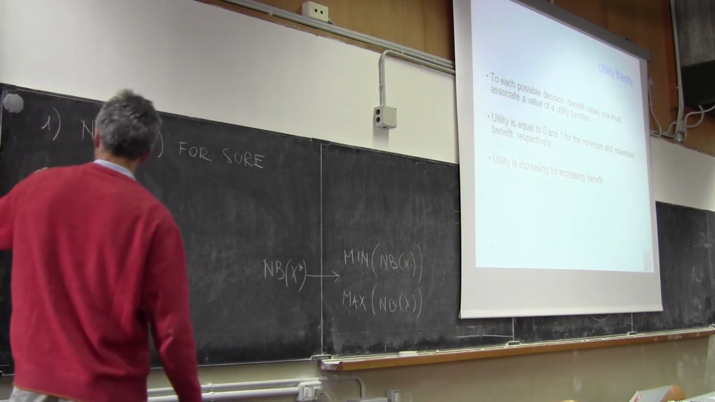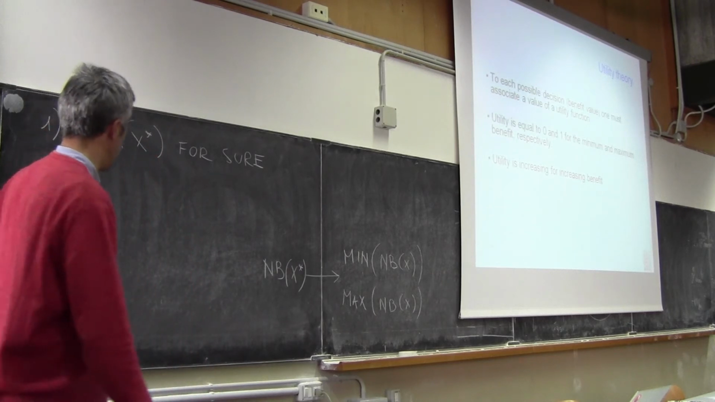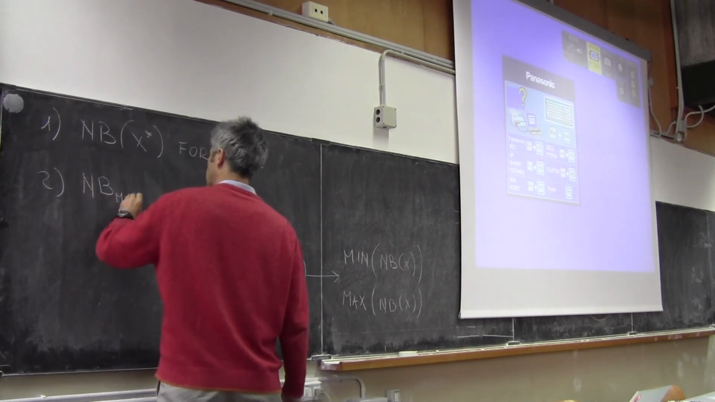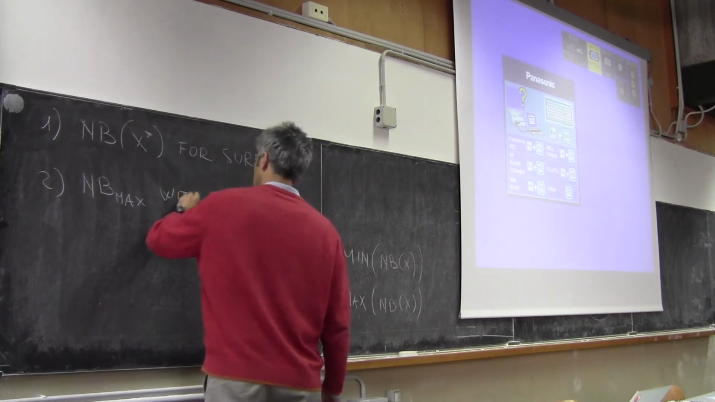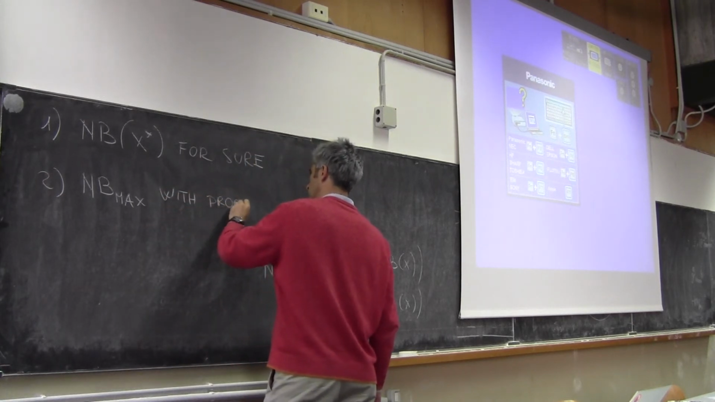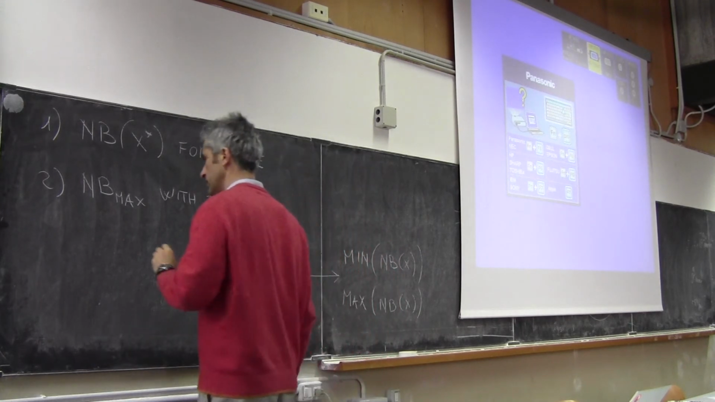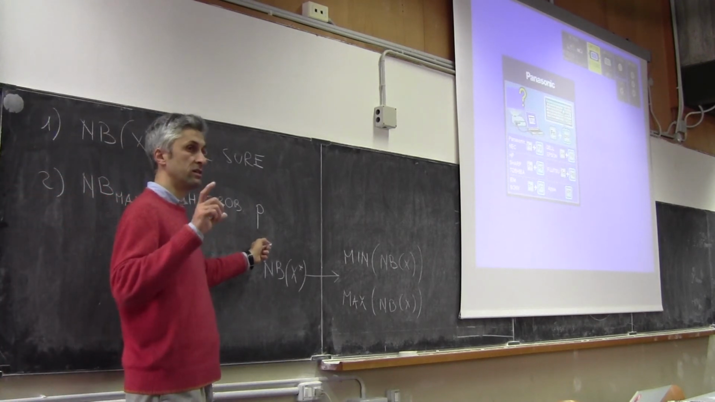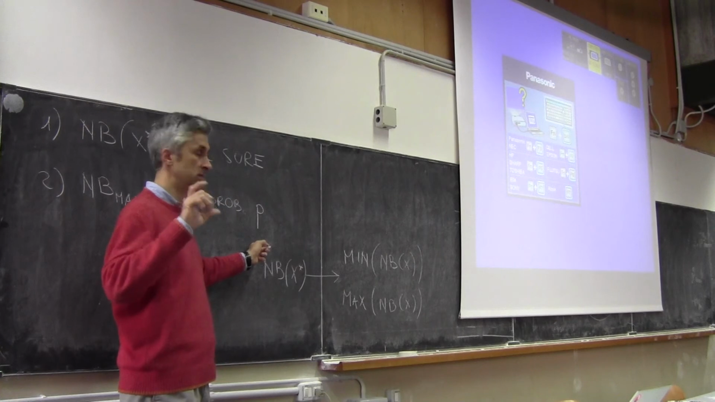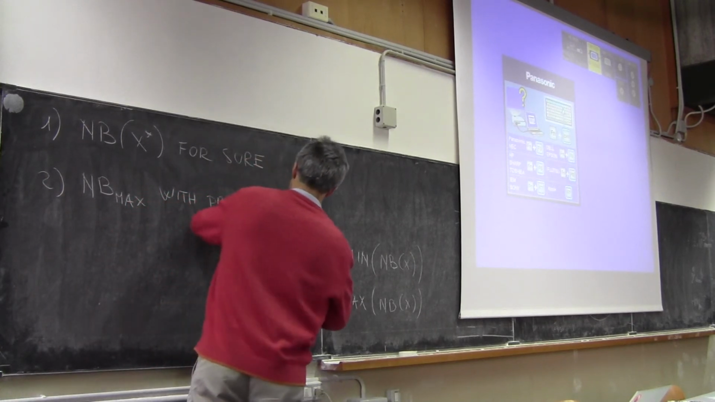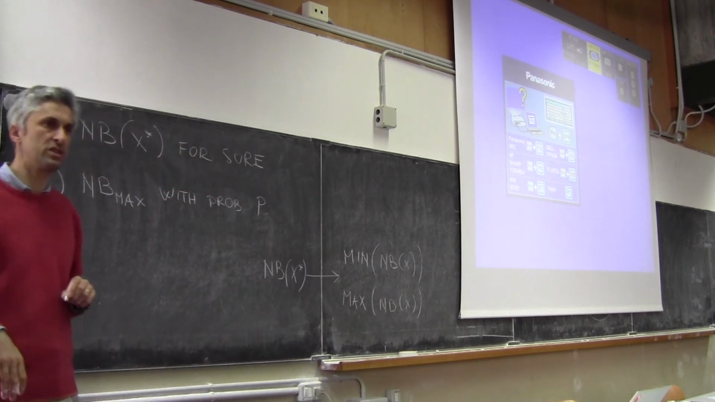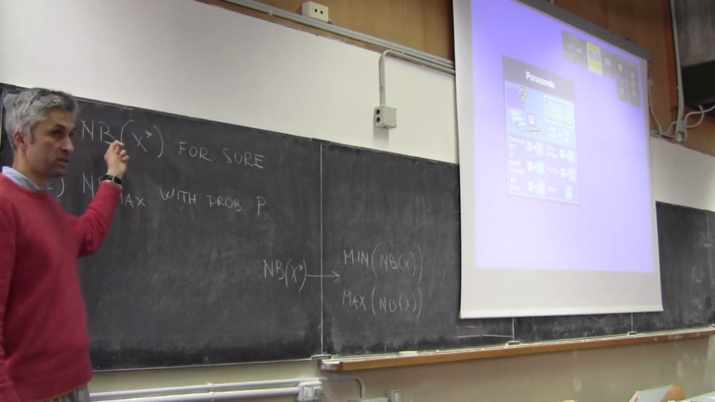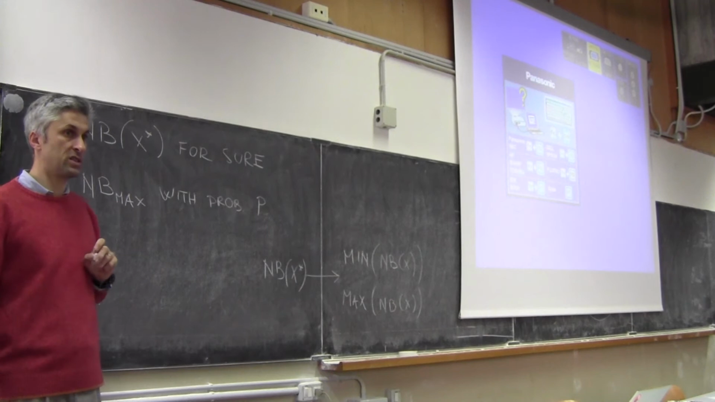The second option is to take NB max with probability capital P, varying between 0 and 1. With probability P, in the second option, I get the maximum benefit, which means that it is higher than the benefit MBX star.